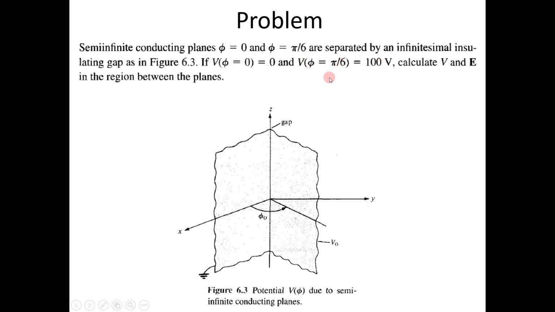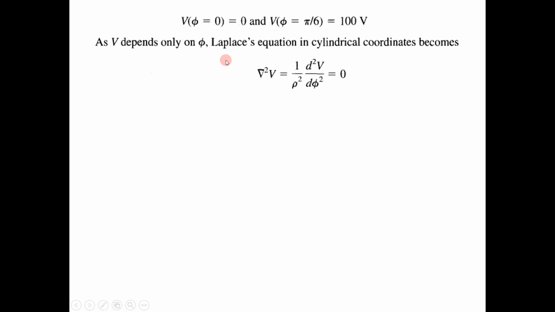One more thing we understand from this is that V is dependent only on phi. So you can modify the equation that way. So del square V will be only the phi term, that is 1 by rho square d square V by d phi square equals 0. Why the 0? Because there is no charge density.